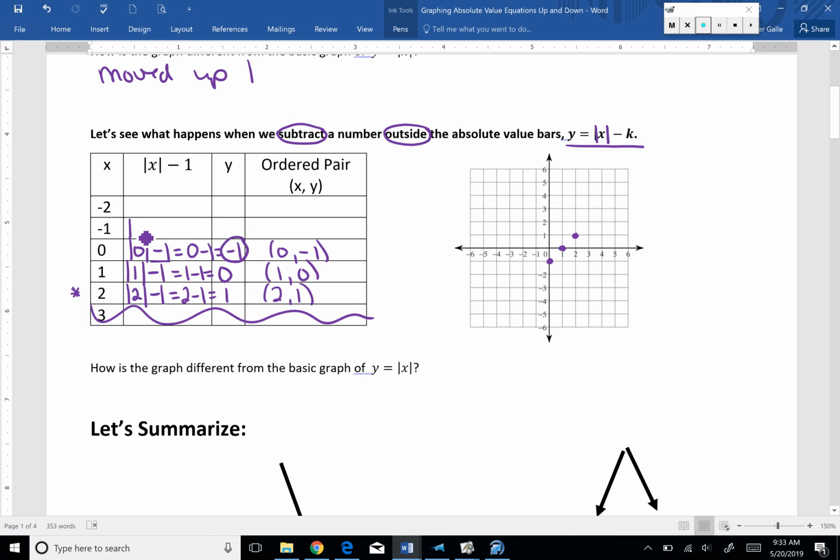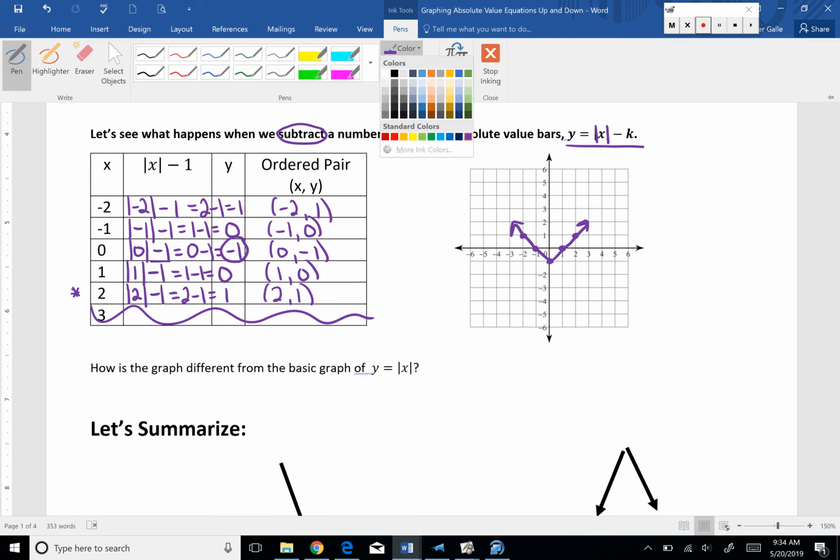So again, we see absolute value of negative 1. Absolute value of negative 1 is 1, minus 1. We get 0. So negative 1, 0. And then negative 2 in for x. Absolute value of negative 2 is 2, minus 1. My y value is 1. Positive 1, there we go. So negative 2, 1. And we make our nice V shape.